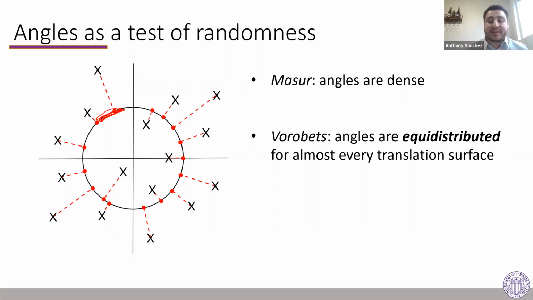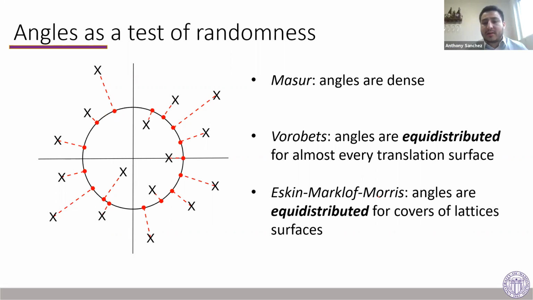And so this is one test of randomness. And I should actually mention also Eskin-Marklof-Morris, which talks about equidistribution for covers of lattice surfaces. I'll get into this definition later, because double slit tori are actually covers of the lattice surface of a torus. So their result shows equidistribution of angles in that context as well.